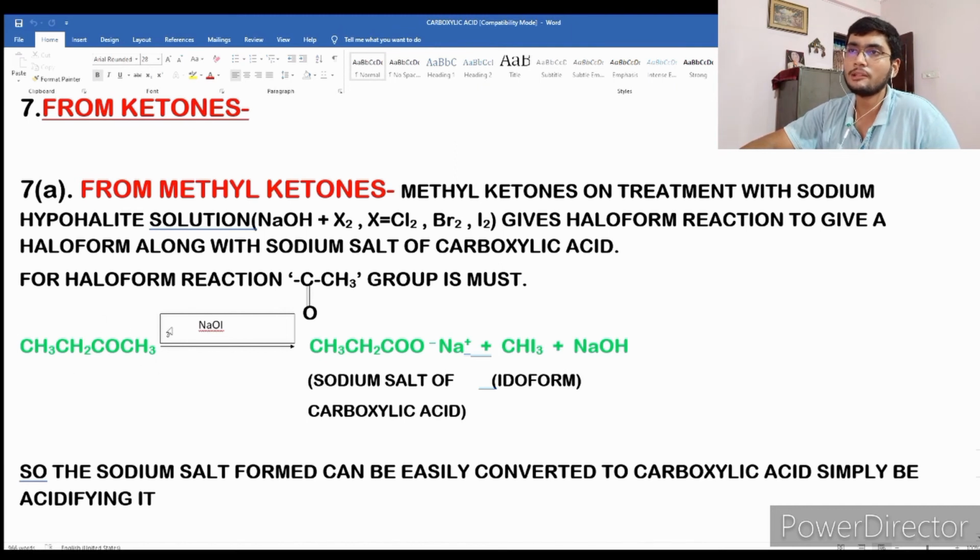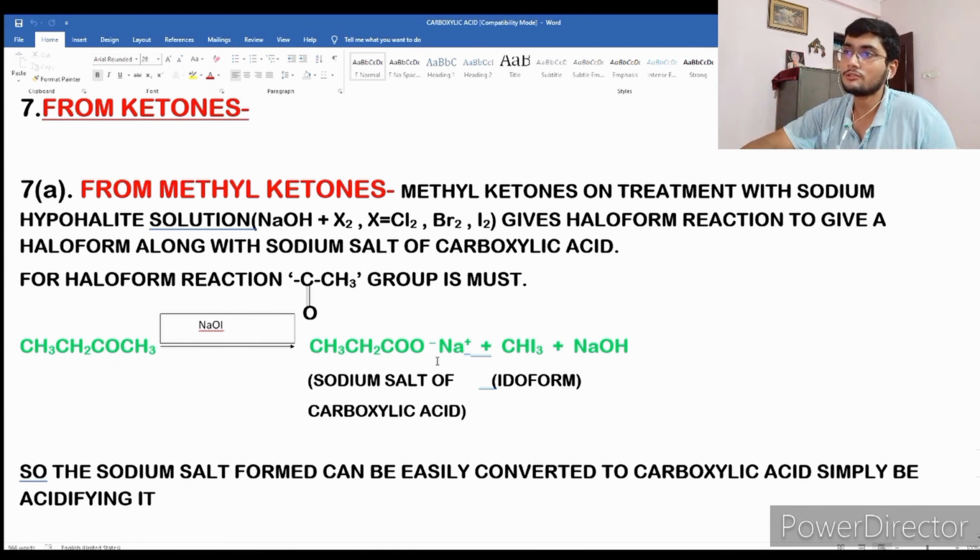So here I have taken a methyl ketone. This is a methyl ketone because one of its alkyl groups is a methyl group. By treating it with a sodium hypoiodide solution, what we will get here is, since this is a 4 carbon ketone, a sodium salt of a carboxylic acid of 3 carbons.